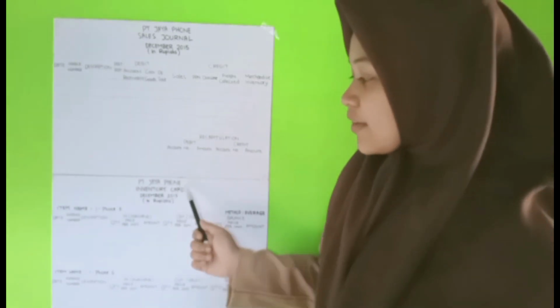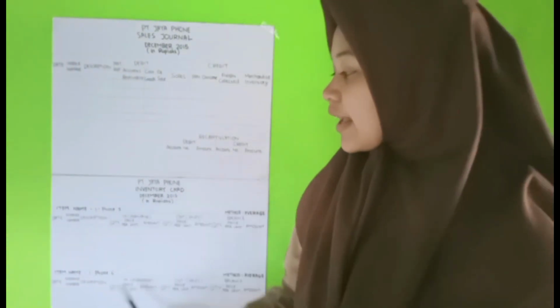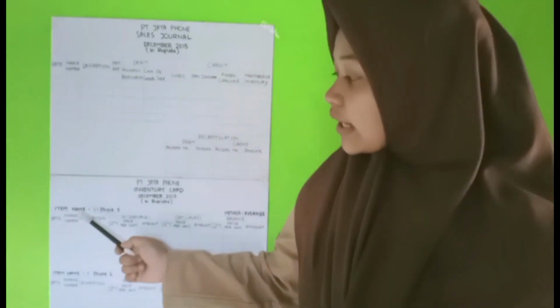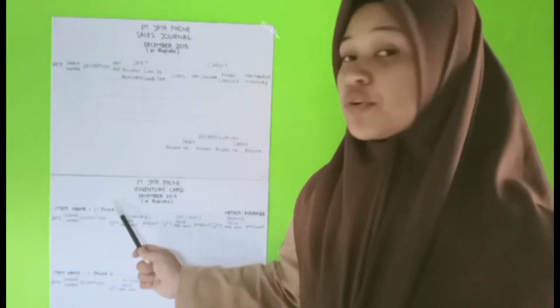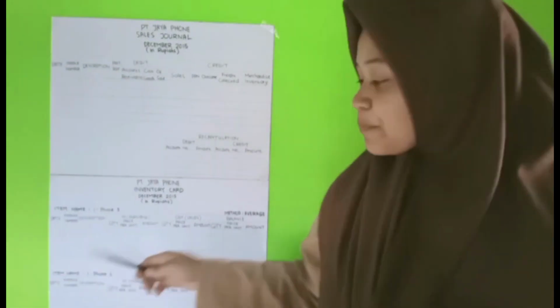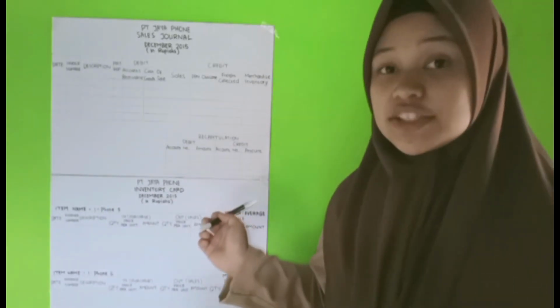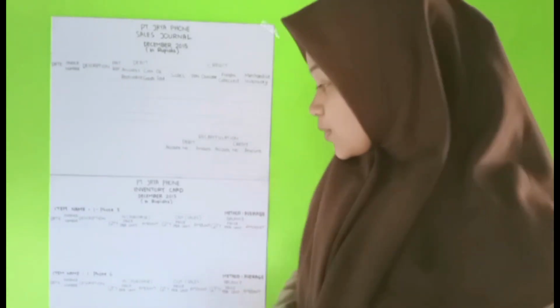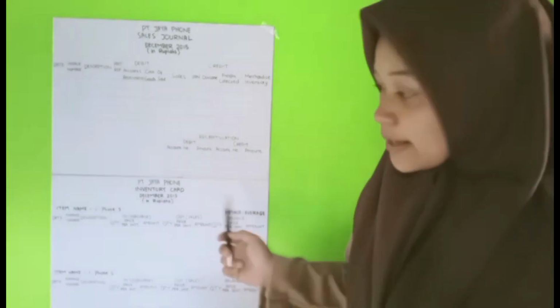For the third materials is the column in the inventory card. Then we make a column of inventory card by the following format. We write our company name, inventory card, the period of financial year, then in rupiah. At the right above column, we write the item name, iPhone 5 and iPhone 6. And at the left above column, we write the method we will use to calculate the cost of goods sold. We use the average method. Okay.